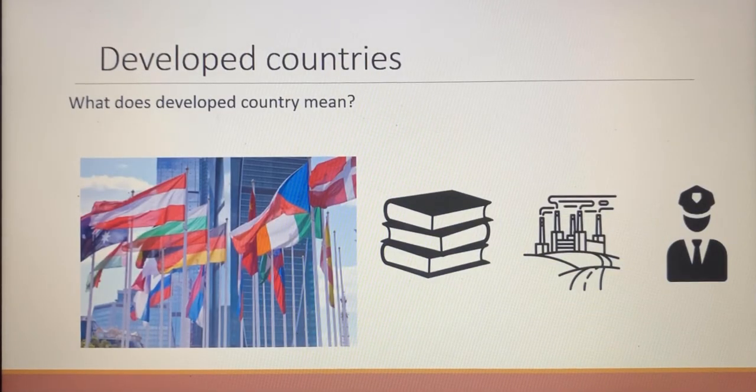Developed country. What does developed country mean? We can say advanced countries as well. It concerns those countries' infrastructure and industrialization, and it's also about human development, income per capita, political stability, freedom, and the living standard of the general population. And we can consider the gross national product and gross domestic product as well.